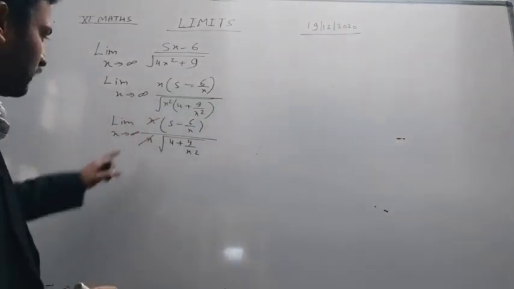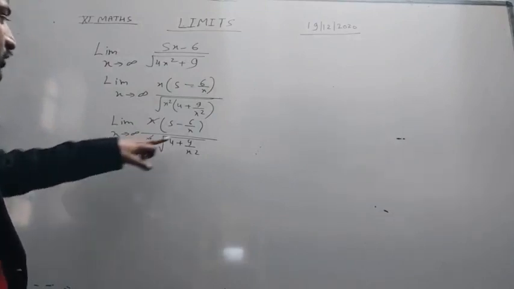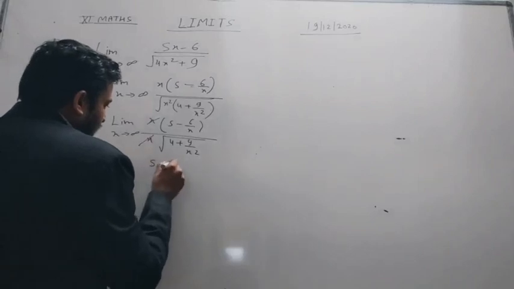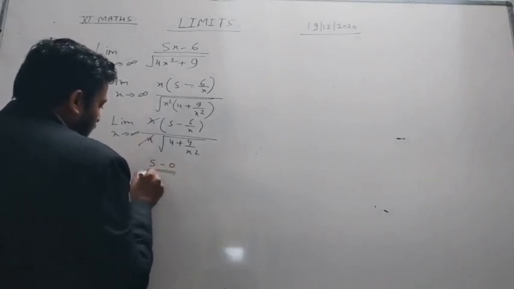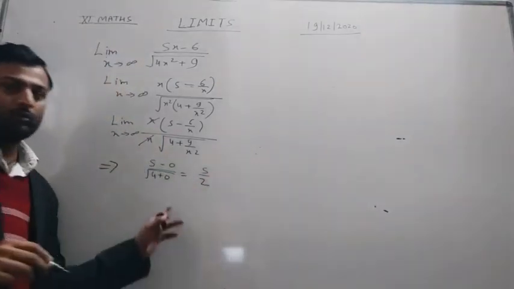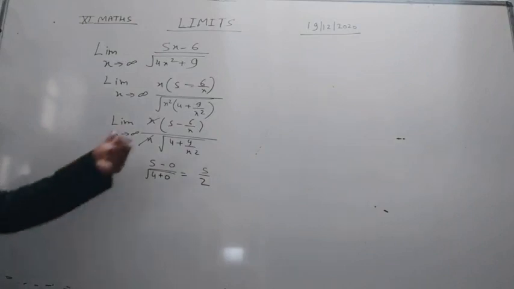Now, students, we put the value of limit. Our limit is infinity, so we put infinity here. We get what? 5 minus 0, and this is under root 4 plus 0. So it will be 5 by 2. I hope you understand, students. We have solved this like the previous question.